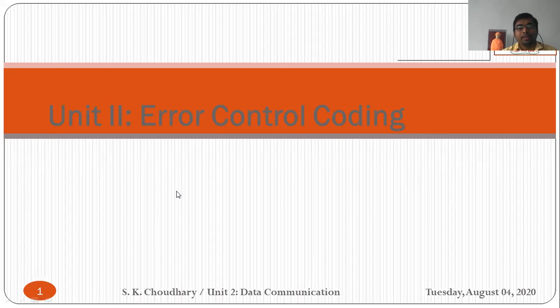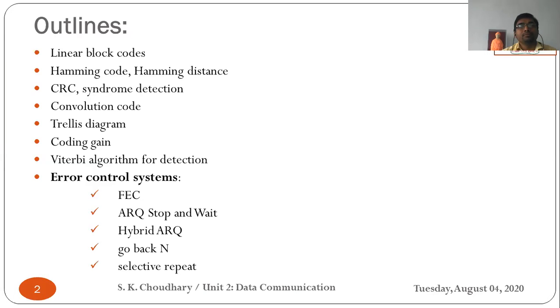First of all, we will take an outline of this particular unit that we are going to learn. We are going to learn linear block codes, Hamming codes, Hamming distance, CRC coding, error detection, convolution code, trellis diagram, coding gain, Viterbi algorithm for detection, as well as some error control systems like FEC, forward error correction, ARQ, stop and wait, hybrid ARQ, go back N, and selective repeat error control systems. So these are the points we are going to cover in the upcoming lectures.